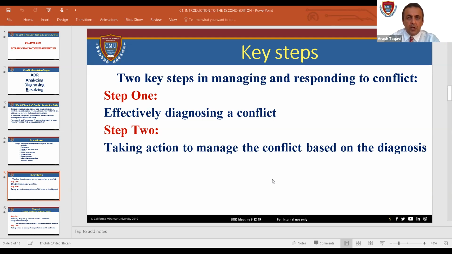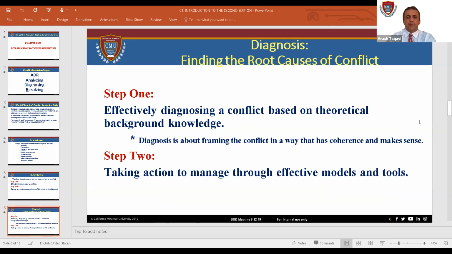So the second key step is taking action to manage the conflict based on the diagnosis. After diagnosis, take action as soon as possible before your idea dims, as one of the greatest success coaches says: take action as soon as possible before your idea dims, before your idea goes dark. So here, take action as soon as possible to manage the conflict based on the diagnosis. Step 1, find the root causes, analyzing, effectively diagnosing a conflict based on theoretical background knowledge.